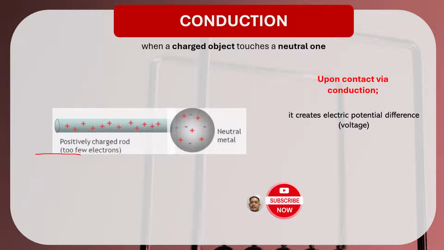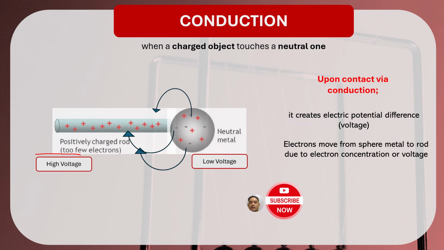It creates an electric potential difference, or voltage, because we have different concentrations of electrons in both materials or objects. So it creates a voltage. Now the electrons from the neutral metal will transfer to the positively charged rod. Why? Because the positively charged rod has many protons, but few electrons.